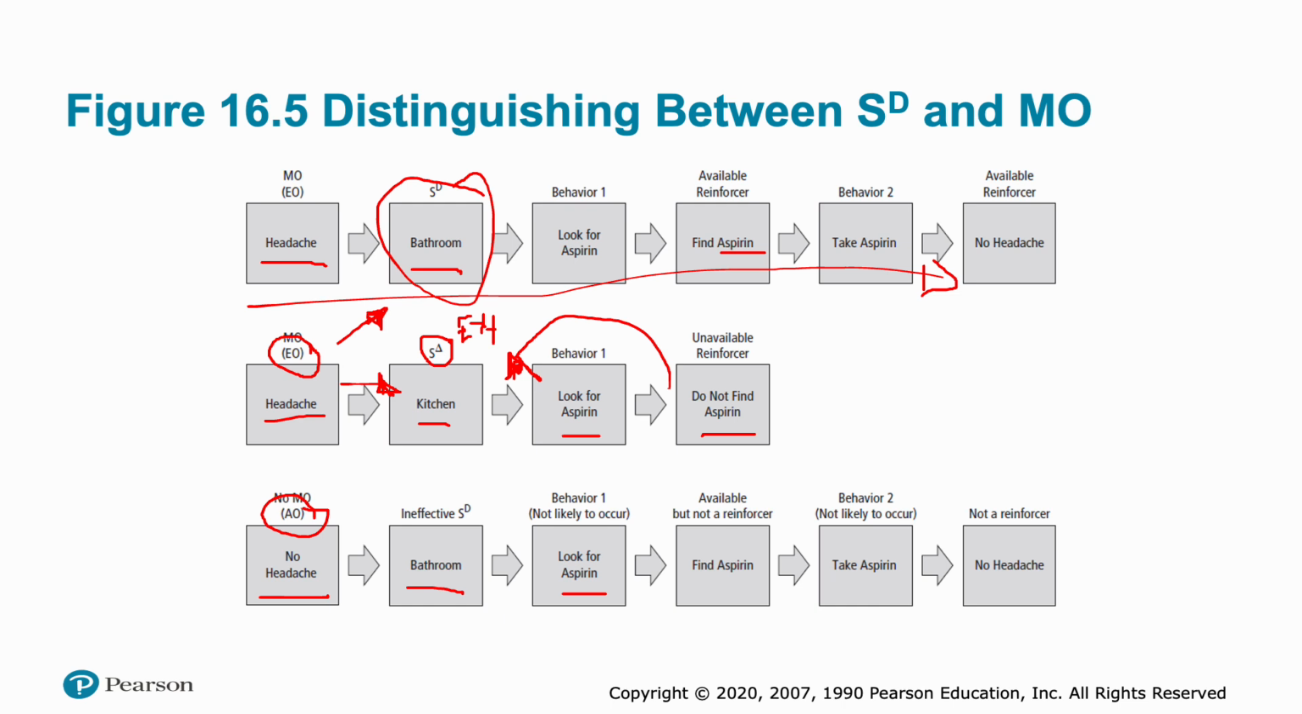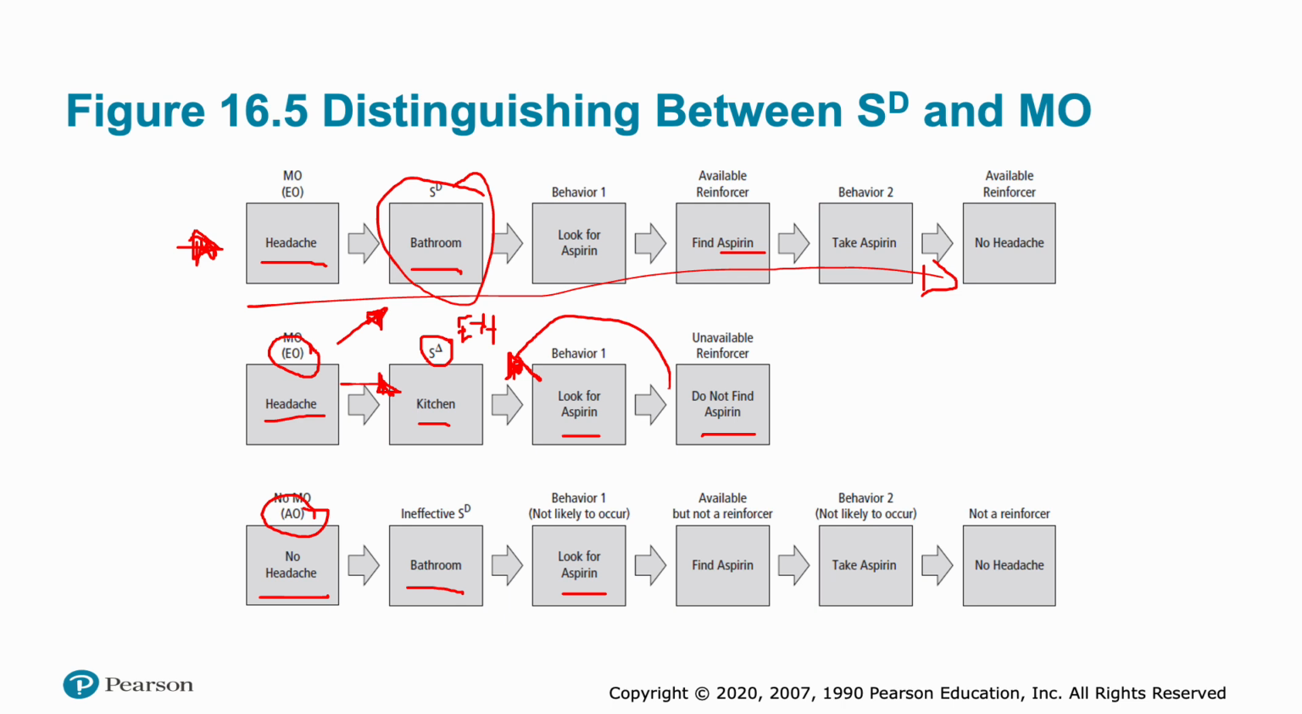Remember, the SDs signal that reinforcement is available, but just because it signals that reinforcement is available, it does not mean that we are going to engage in behavior. We will engage in behavior if there is an establishing operation present. The establishing operation establishes that particular stimulus as a reinforcer, and it evokes behavior in order for you to gain access to that reinforcer. This is an example of an EO that establishes pain relief as a reinforcer and evokes behavior to gain access to that particular pain relief.